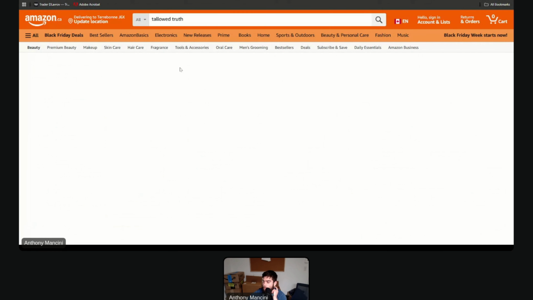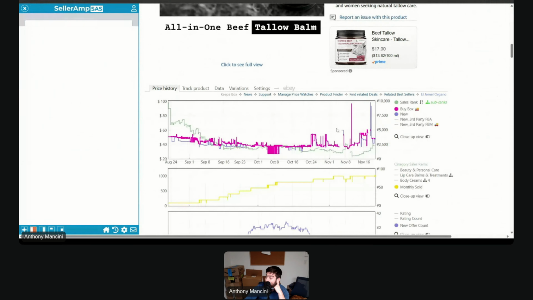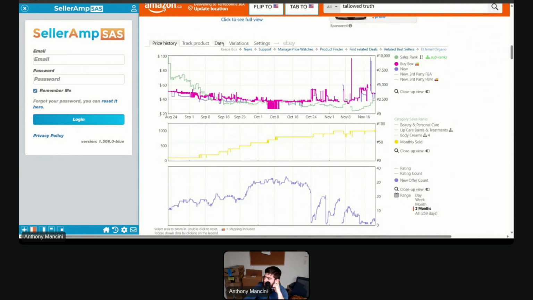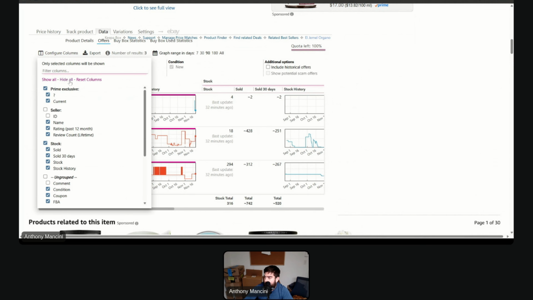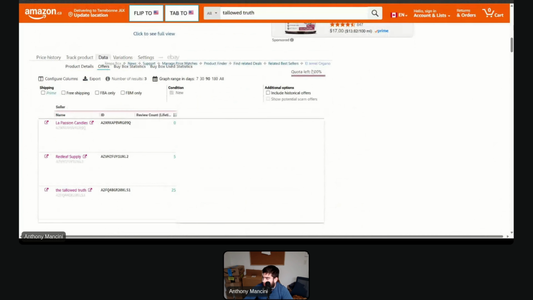It had nothing to do with the product and everything to do with how many sellers there were on it. You see here, there's like 33 sellers in the past. If we go into offers, we want to go to configure columns and hide everything. All I want to see is the ID, the name, and the review count, because that's what we're tracking in our sheet. Oh yeah, we want to have historical offers and prime on all the time.